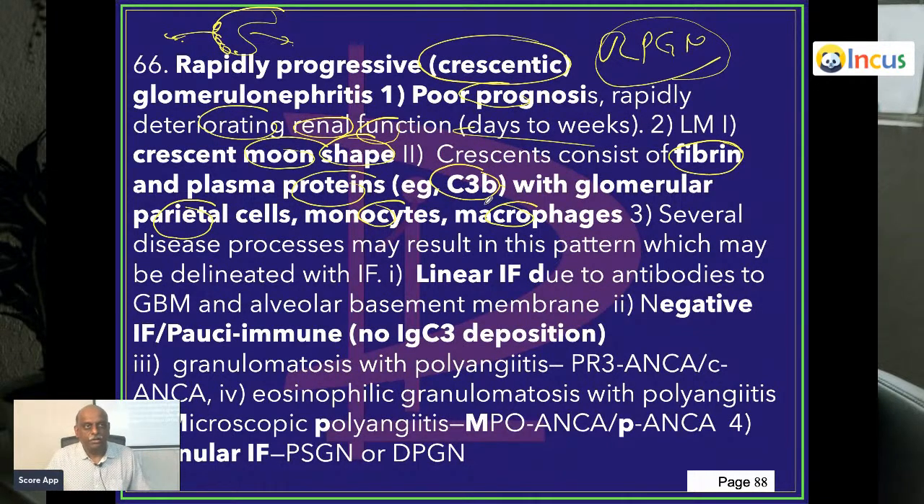Now, crescentic glomerulonephritis is not one disease entity. Many diseases can present with RPGN and crescentic glomerulonephritis. In some conditions, Goodpasture syndrome can present like RPGN, rapidly progressive glomerulonephritis. There, if you do immunofluorescence, you find linear immunofluorescence due to antibodies to the GBM, and the lung alveolar basement membrane can also be involved. That's a possibility when Goodpasture leads to RPGN.